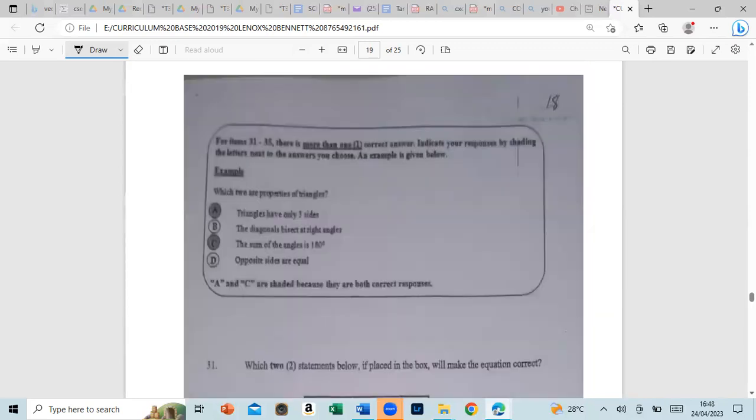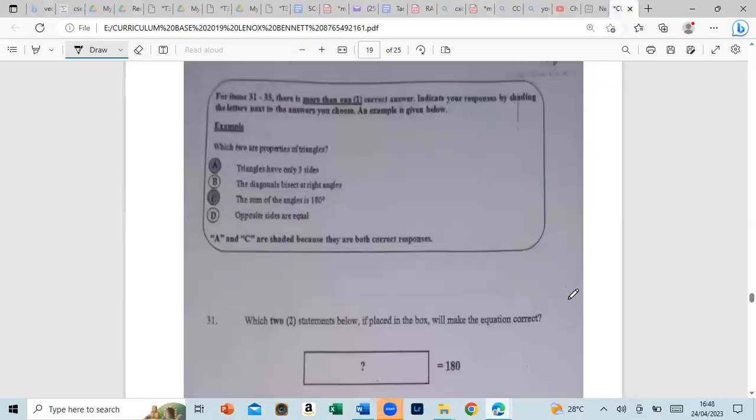Let's move on to 31 to 35. Now this says for 31 to 35, there's more than one correct answer. Indicate your response by shading the letters next to the answers you choose. An example is given below. So guys, you have two options. Which two are properties of triangles? Triangles have three sides. The sum of the angles equals 180. Both of those are correct about the triangle. So let's get ready.